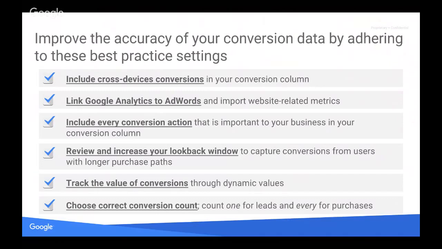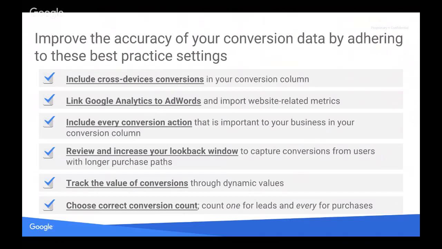Review and increase your look back window to capture conversions from users with longer purchase paths. For example, if your business is one wherein users take 20 days, 14 days, or so on to actually go ahead and convert, and probably need to visit your website multiple times before they actually convert, you might need to have a longer look back window as opposed to somebody who has most of their conversions occurring within the first 4 days. Having a shorter look back window will result in a few conversion actions actually getting excluded.